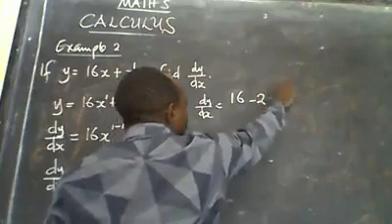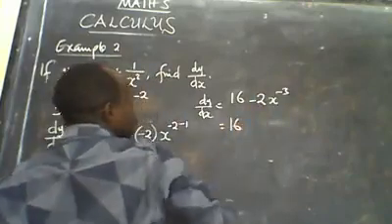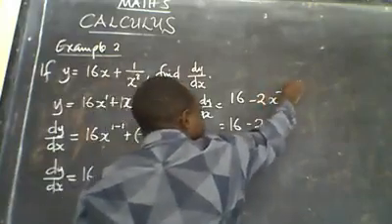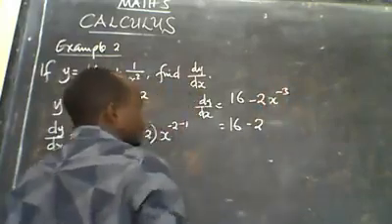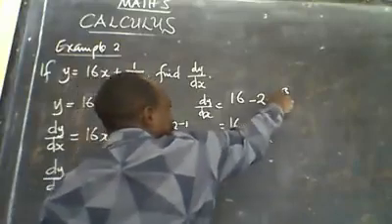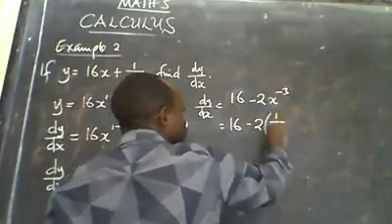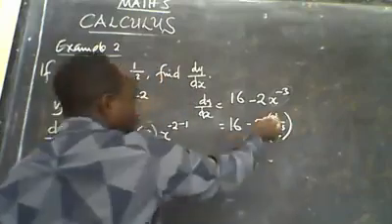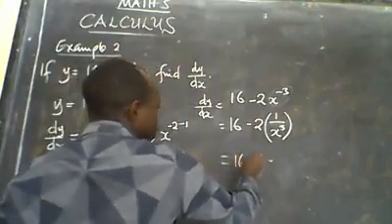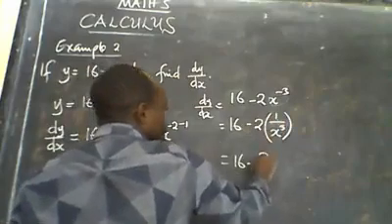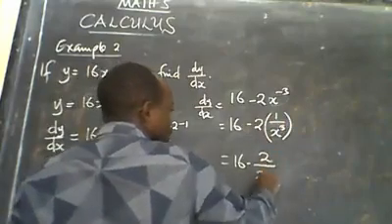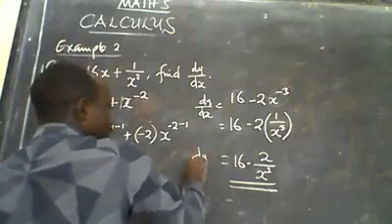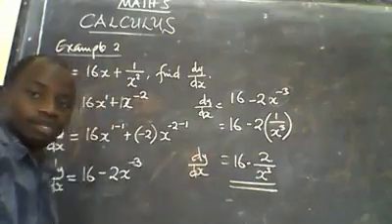So changing this now, I have 16 minus 2, then this on its own there. Write it in brackets. The negative means 1 over. So this will be x to the power 3. Like that. This is the same as 16 minus 2 times 1, that is 2 over x to the power 3. So you can leave it there perfectly well. That is your dy dx. That's the way to go.